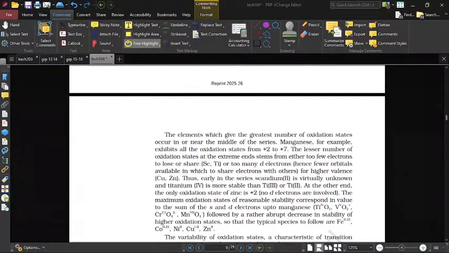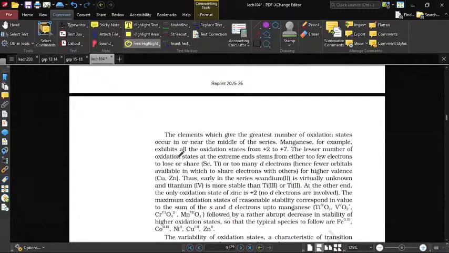The elements which give the greatest number of oxidation states occur in or near the middle of the series. Manganese, for example, exhibits all the oxidation states from +2 to +7.